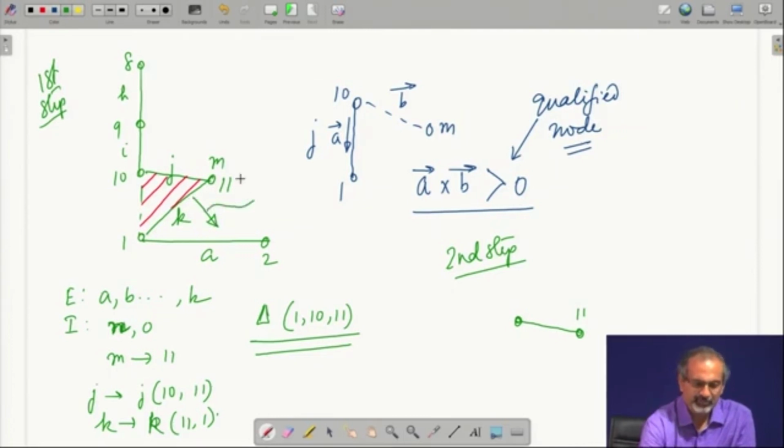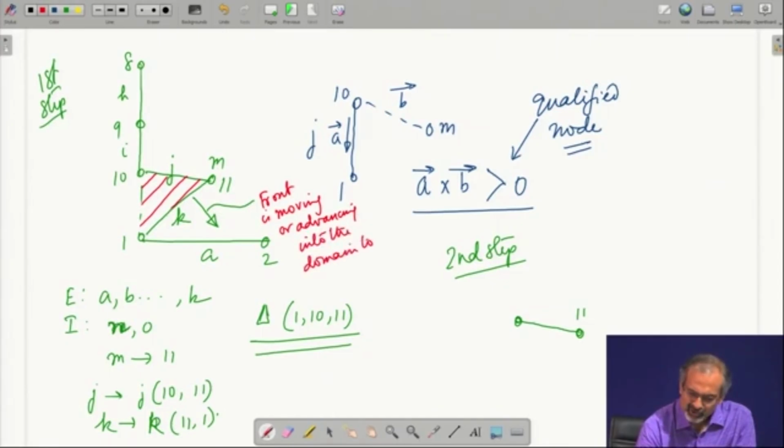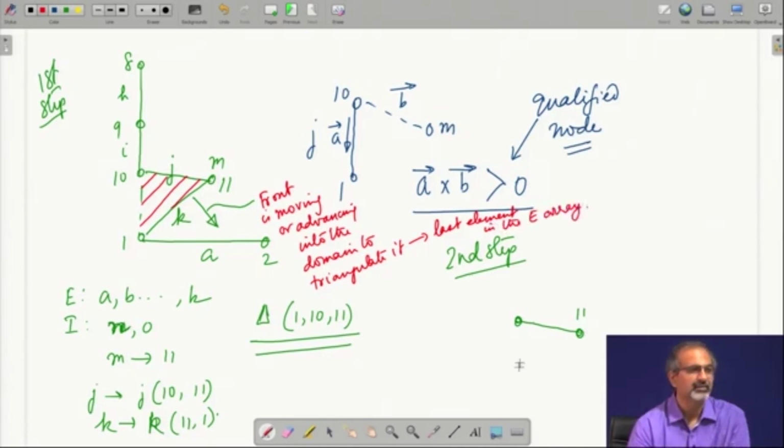It is as though a front is moving or advancing into the domain to triangulate it, and that advancing front happens to be the last element in the E array. That is where the advancing front lies, that is moving into the domain and triangulating it. That is how the exercise goes on, right. So, coming back to the second step, let us see how it is going on.